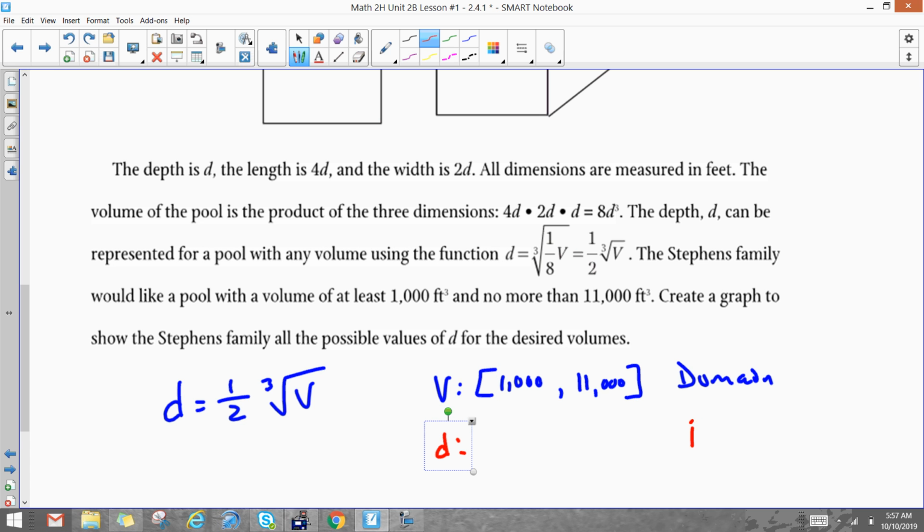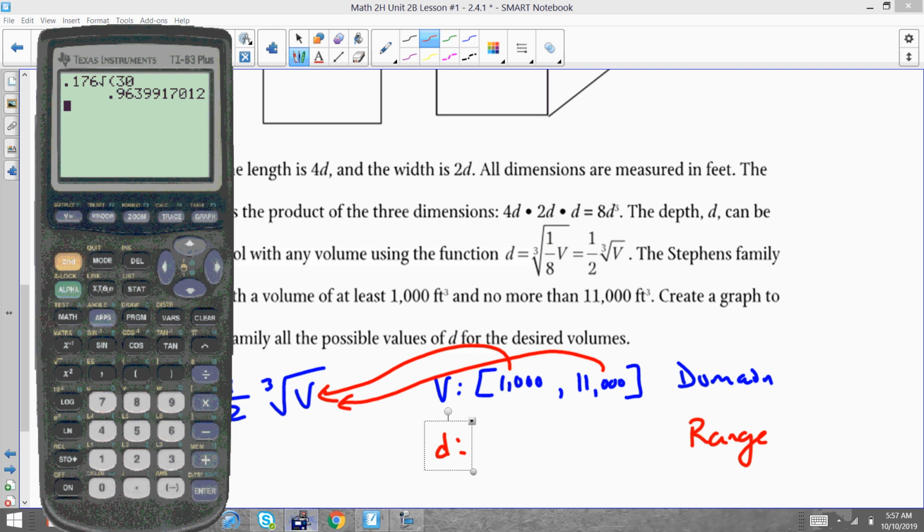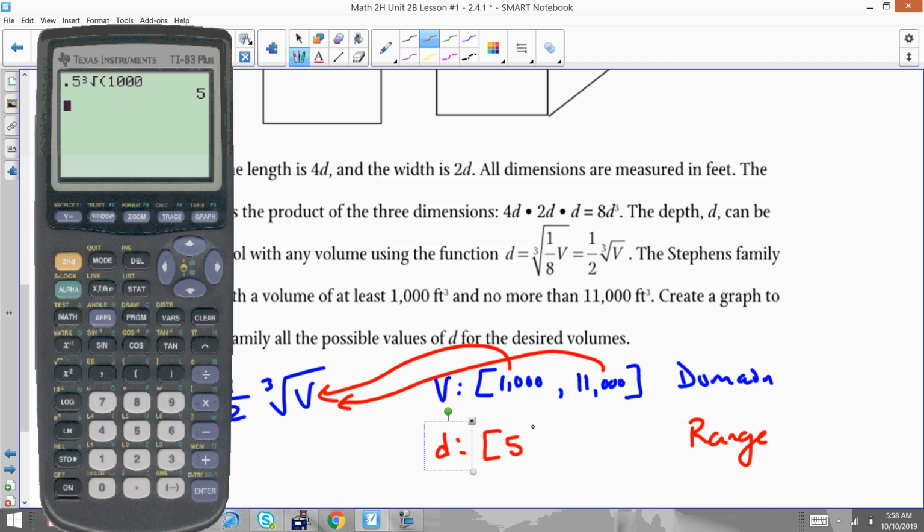So to figure out the range, I'm just going to substitute this value in. I'm going to substitute in 1,000 and get an answer, and then I'm going to substitute in 11,000 and get my second answer. So let's do that right now. 1/2, 0.5. Now to get to the cube root easily, you can just go to the math button, and it's the fourth option. I'm just going to put in 1,000, and we get a 5. So our smallest d value would be 5. 5 would give us a volume of 1,000.